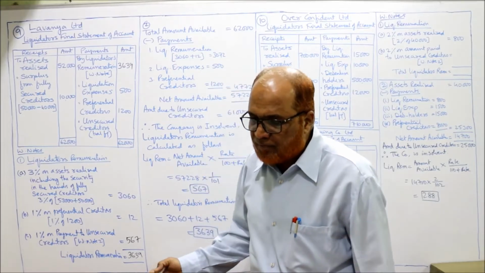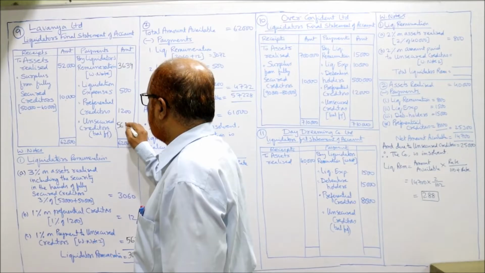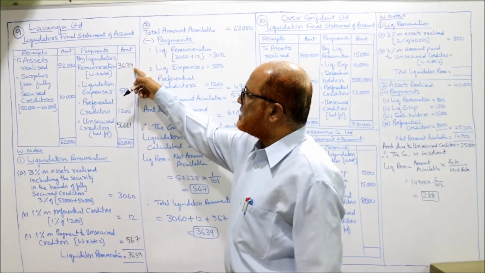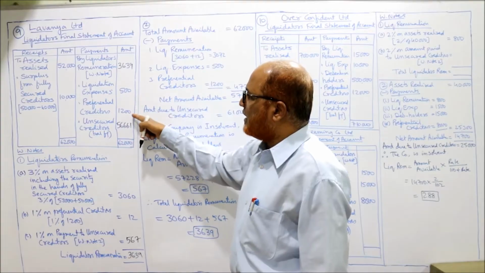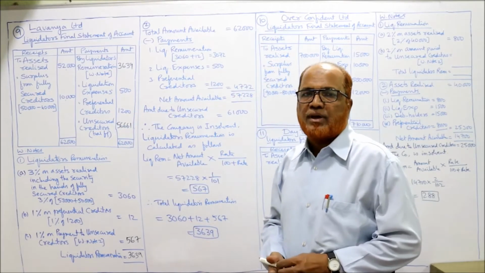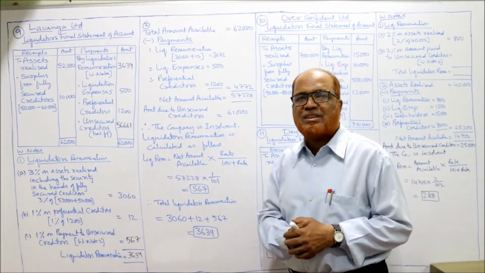So how much is the amount paid? 56,661. That is 62,000 minus 3,639 minus 500 minus 1,200. The balancing figure is 56,661. So the actual amount to be paid according to the problem is 61,000.